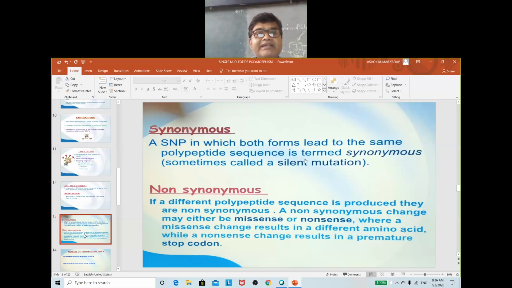In coding region, there are two types. What do you mean by synonymous, and what do you mean by non-synonymous? So try to know: SNP in which both the forms lead to the same polypeptide sequence.